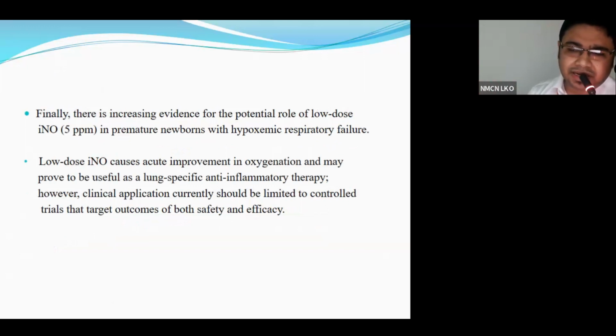There is increasing evidence for more iNO use, but still more papers have to come in order to validate this use. And it has also been shown that iNO is an anti-inflammatory therapy, but this has not come into routine practice, more for research studies. Thank you.